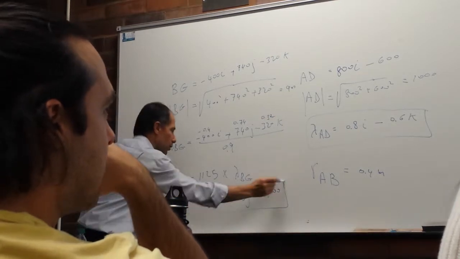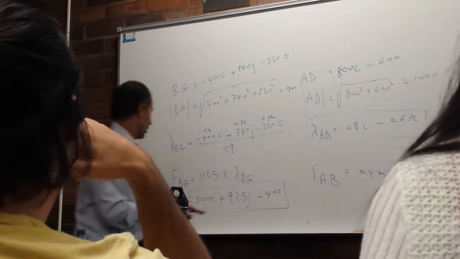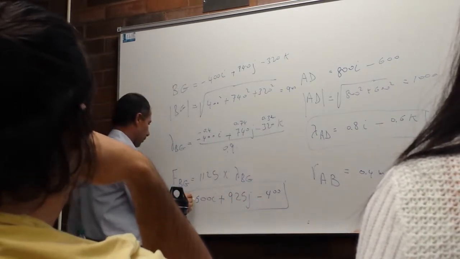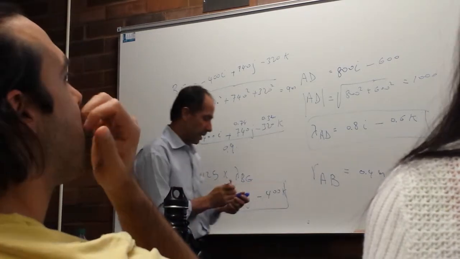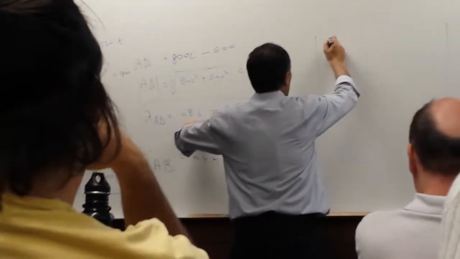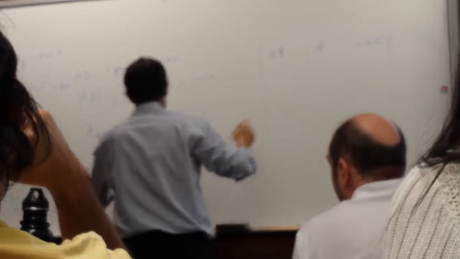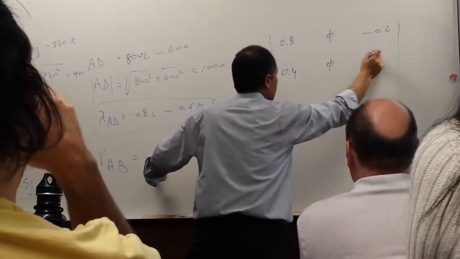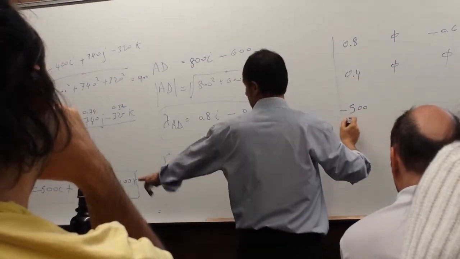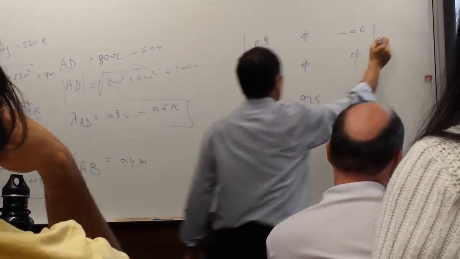This is the force in Newton. This is force BG, or TBG. 500 should be negative. This, no, the first one. And this is on K. And now finally, I need just to place it in a matrix. The matrix starts with lambda 0.8, 0, negative 0.6. The distance is 0.4, 0, and 0. Negative 500, 925, negative 400. Copy 2 columns.